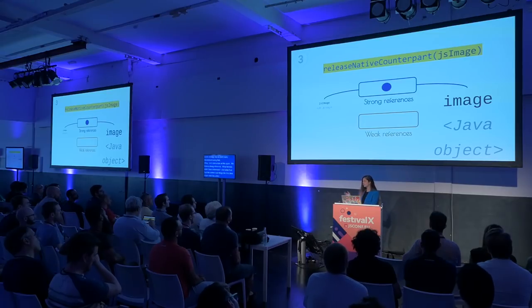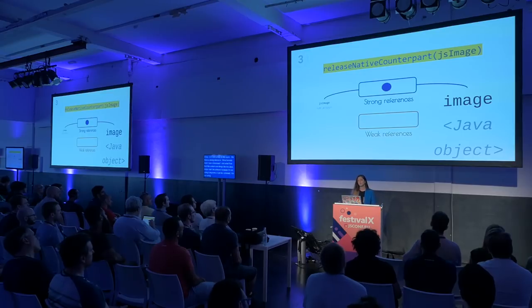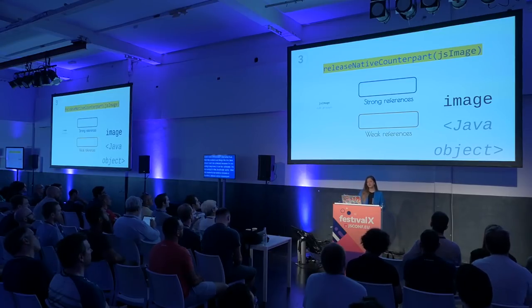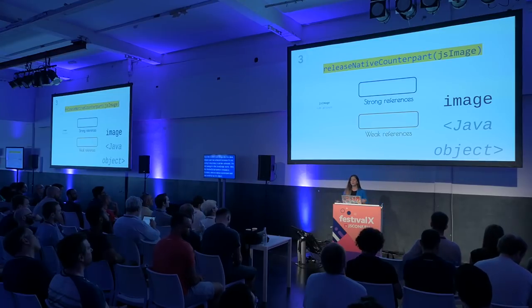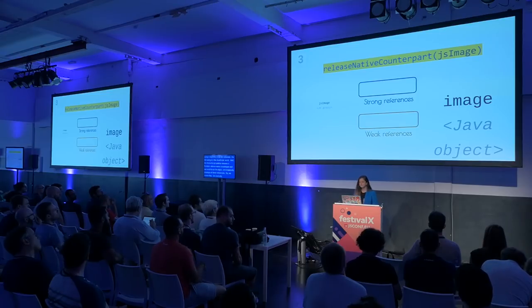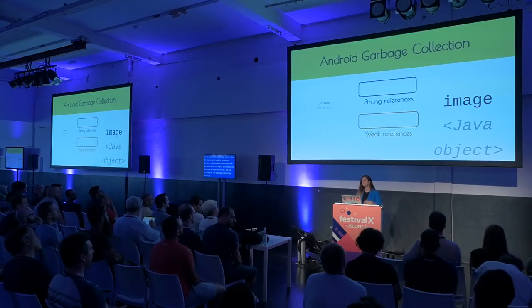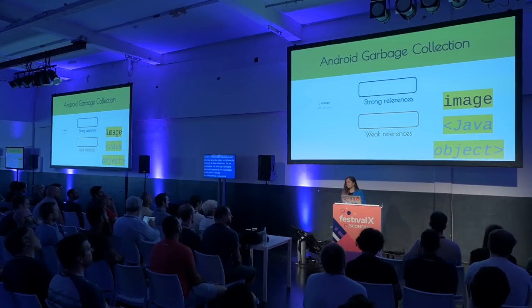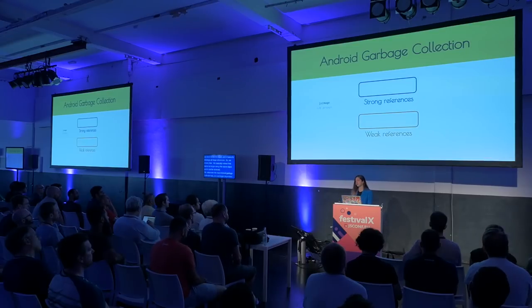Well, the NativeScript runtime exposes a function called releaseNativeCounterpart, and we need to provide the proxy object. What happens basically is it destroys all these references. So we invoke that. We basically instruct that we're no longer using this native object, and it can be retrieved. So whenever the next Android garbage collector runs, it is no longer dependent on V8's garbage collector. It can mark this object as unused, and it can safely retrieve it.